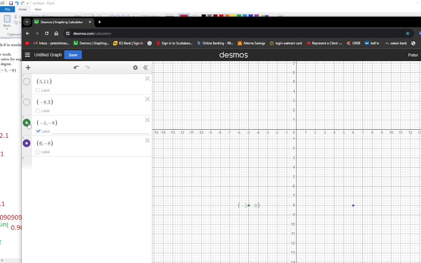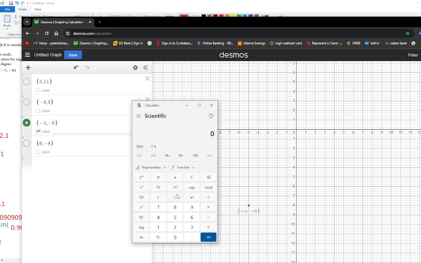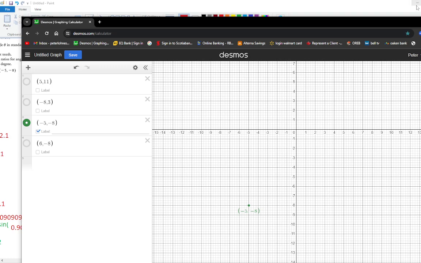So do them all. The angle for this one, in this quadrant, it's tangent. So we'll do opposite over adjacent. It's going to be 8 over 5. So we're just going to do 8 over 5 and arctan. Your angle here should be 57.99 or 58 degrees to the nearest degree. There you go. That's how you do that one.